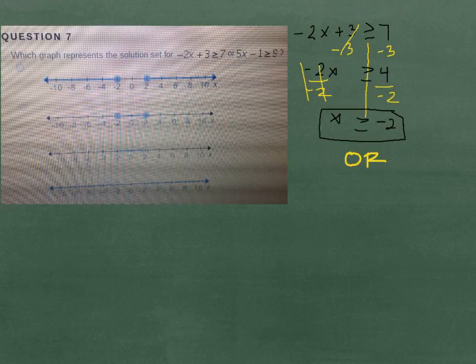Question number 7. Which graph represents the solution set for negative 2x plus 3 is greater than or equal to 7, or 5x minus 1 is greater than or equal to 9? I'm going to go ahead and work these out quickly. So I went ahead and solved the first part, and now I'm working on the second part. So I have the word or, and I'm writing down the second equation. 5x minus 1 is greater than or equal to 9.